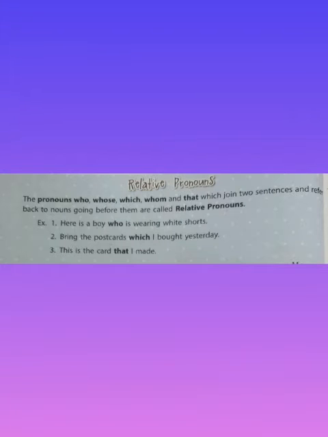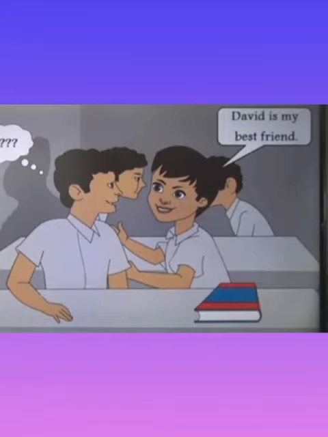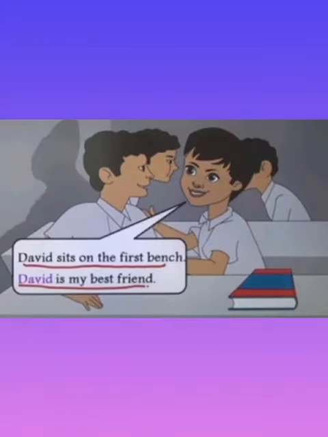Let's see the examples. Look at this picture of a classroom. Here two boys are talking. One of them said to the other, David is my best friend. But the other boy doesn't know who David is. So he says again, David sits on the first bench. David is my best friend. Now, here David noun is repeated. So we all know pronouns are used in place of nouns to avoid the repetition.